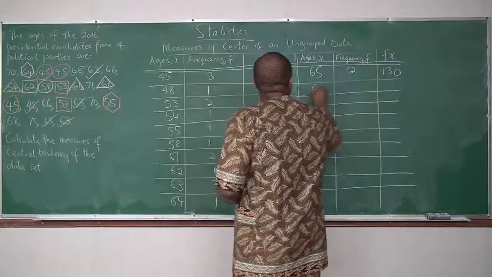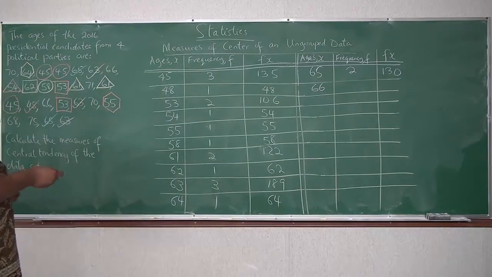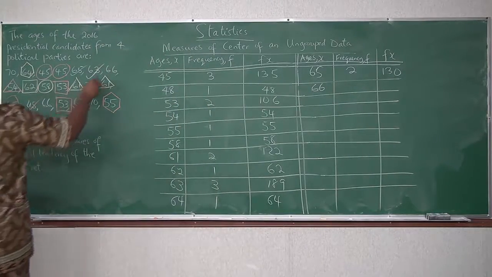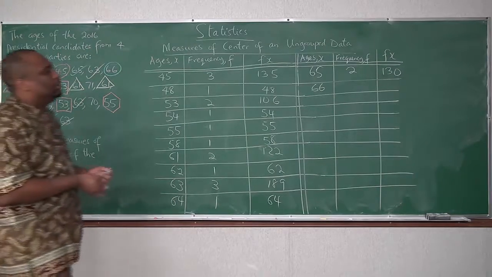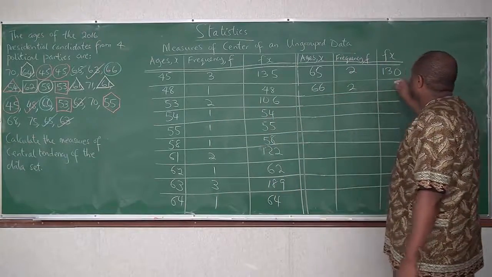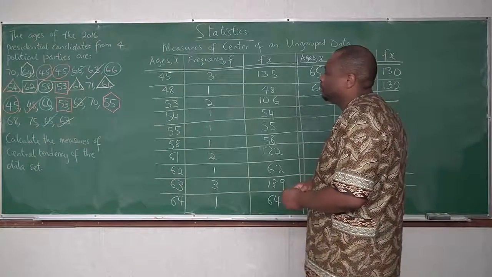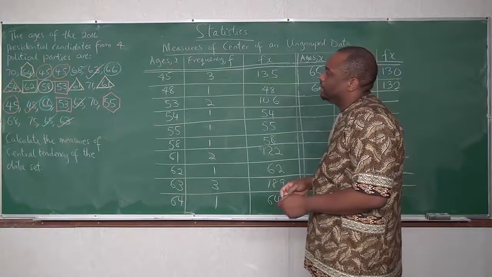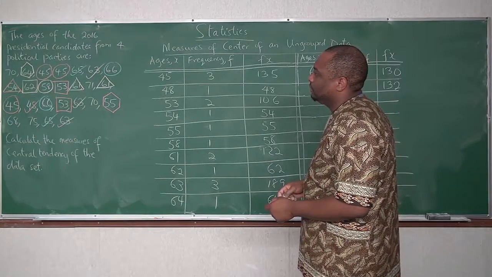Then 66, we do have 66. I'll use a blue circle. 1, 2. 66 is 2. 2 times 6 is 12. 1, 2 times 6, 12 plus 1, 13. 132. Then, do we have 67?